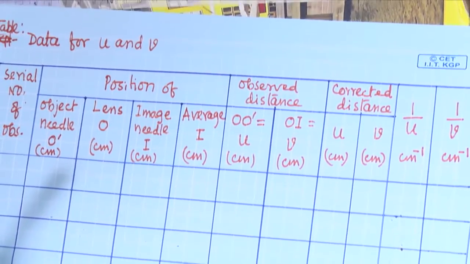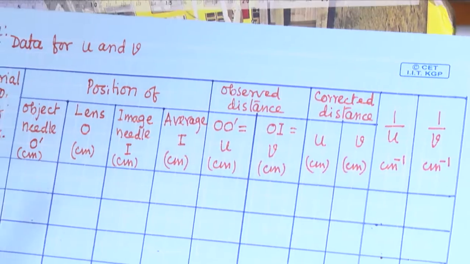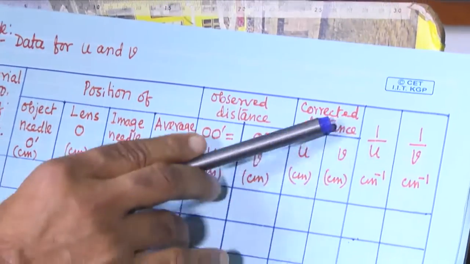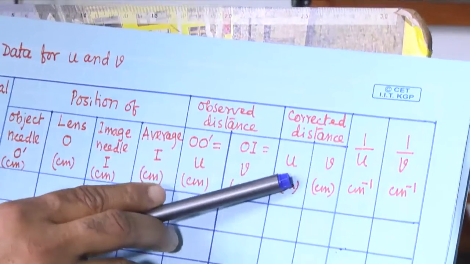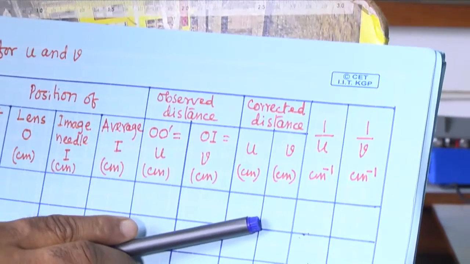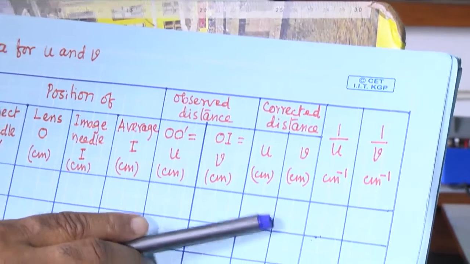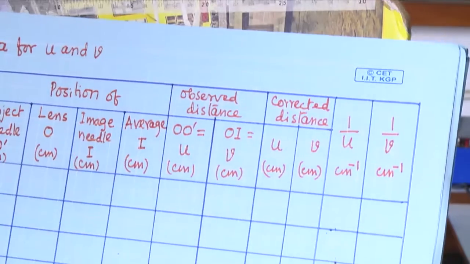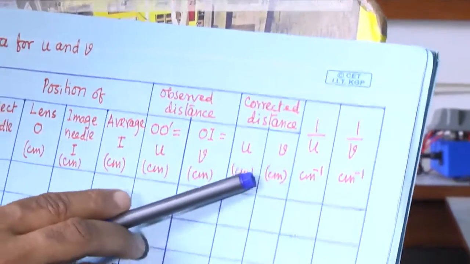Now, corrected distance, as I told, means if any index error is there. Okay. So, how to find out index error I explained. Okay. I am not repeating. So, if any correction is there, then you should do that correction. So, I assume here that there is no index error.